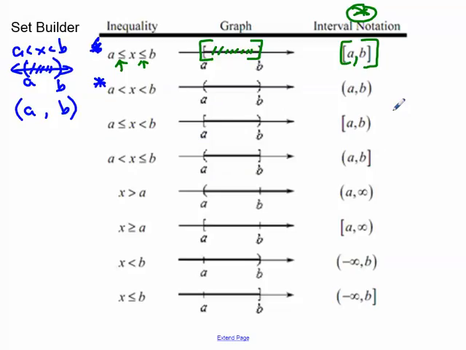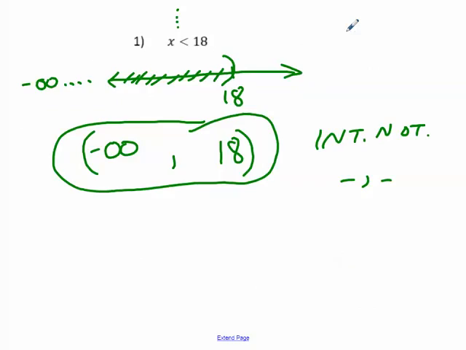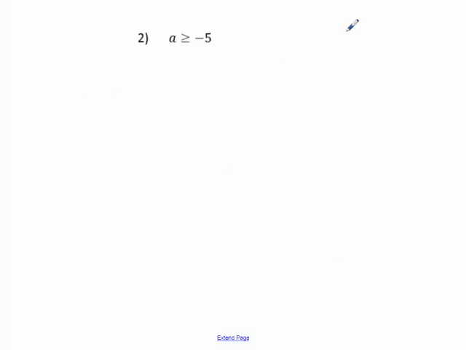This is a chart that talks about all types of different situations. With the equal sign, we would include that border. With the equal sign, x is less than or equal to b, we'd use a square bracket in both the number line graph and the interval notation. All right, so let's go to an example we used before, but here's another example. A is greater than or equal to negative 5.